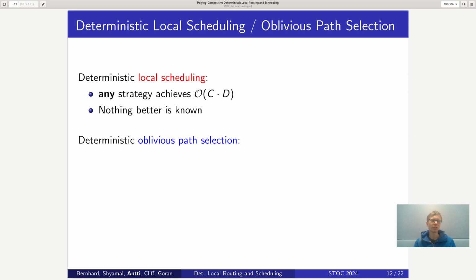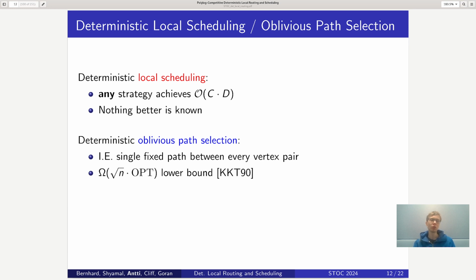How about oblivious path selection deterministically? So first, what does deterministic oblivious path selection mean? It means that there's a single fixed path between every vertex pair. And this sounds bad, and it indeed is. There's a lower bound of square root n times the optimum congestion on the congestion of deterministically obliviously selected paths. And this counterexample is actually a hypercube, so it's not even some very arbitrary graph topology. These two problems, we just don't know how to solve local scheduling, and oblivious path selection deterministically is probably impossible.